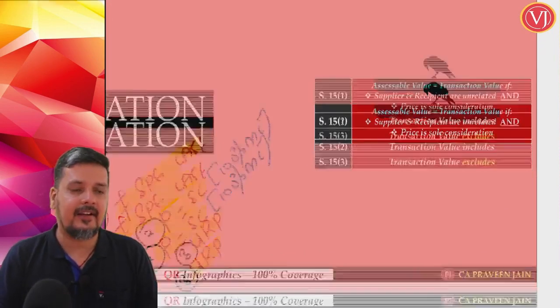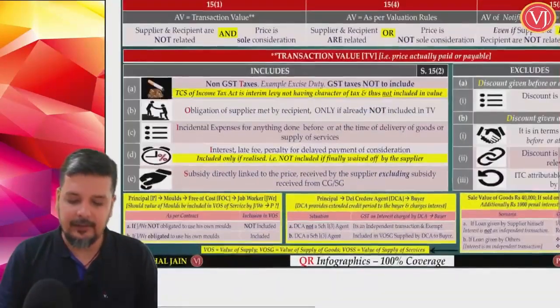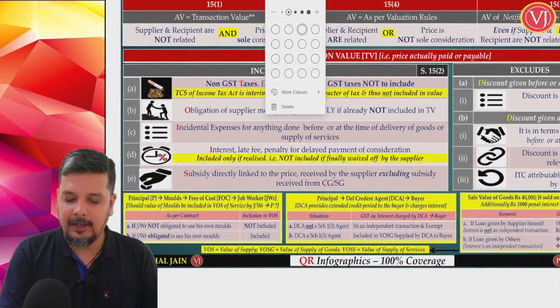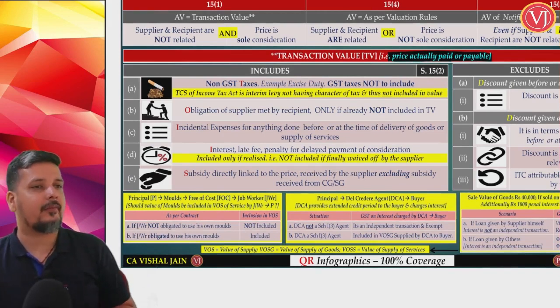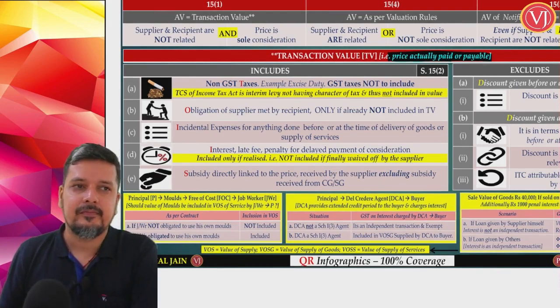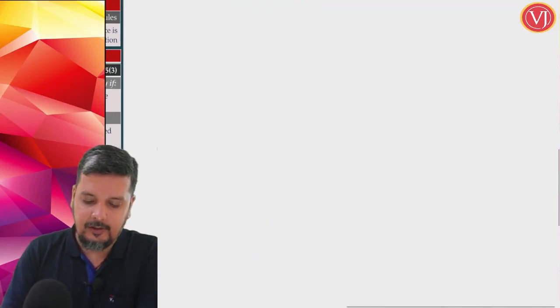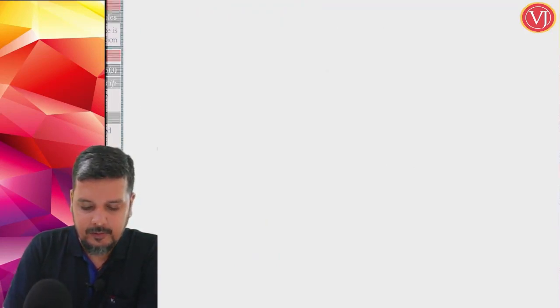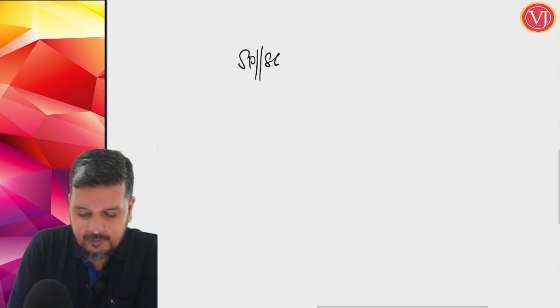Now, what is transaction value? That is what we are going to discuss here. Transaction value starts with price paid or payable. Basic price paid or payable, which means basic selling price or service charges. So, if I were to write your summary of transaction value, selling price or service charges. Rather, before adding, we'll talk about subtracting something.